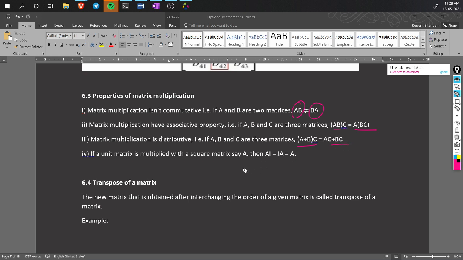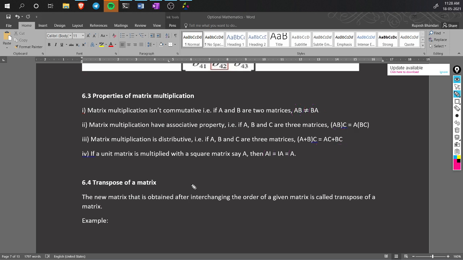So the same goes for the unit matrix: whichever matrix you are multiplying it with, you will be getting the same matrix itself. If you multiply any matrix with the unit matrix, you get the same matrix.